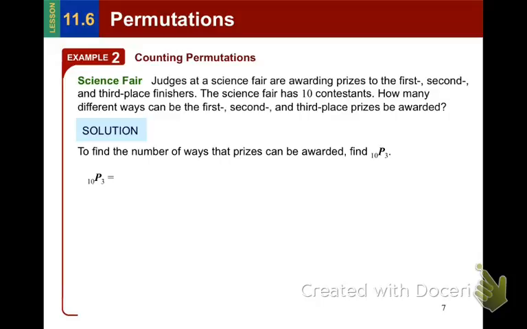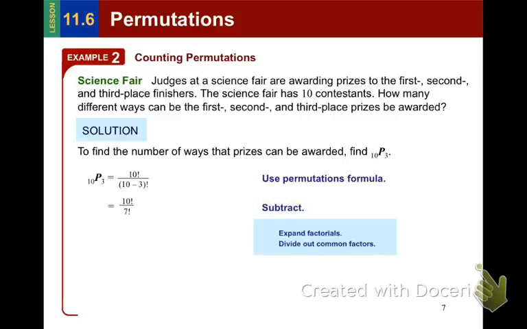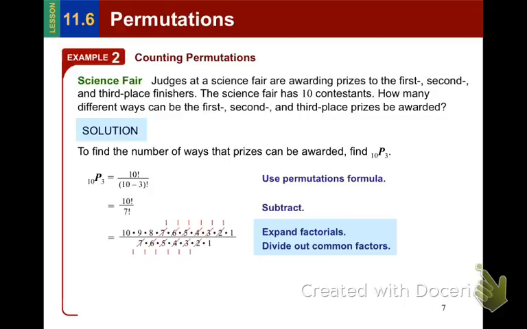So we have 10 things being taken 3 at a time because there's 3 specific places. So we have 10 for the first place, 9 for second place, and then 8 for third place. I won't necessarily expect you to write out all the work with the permutation formula, but I would like to see, at the very least, this.